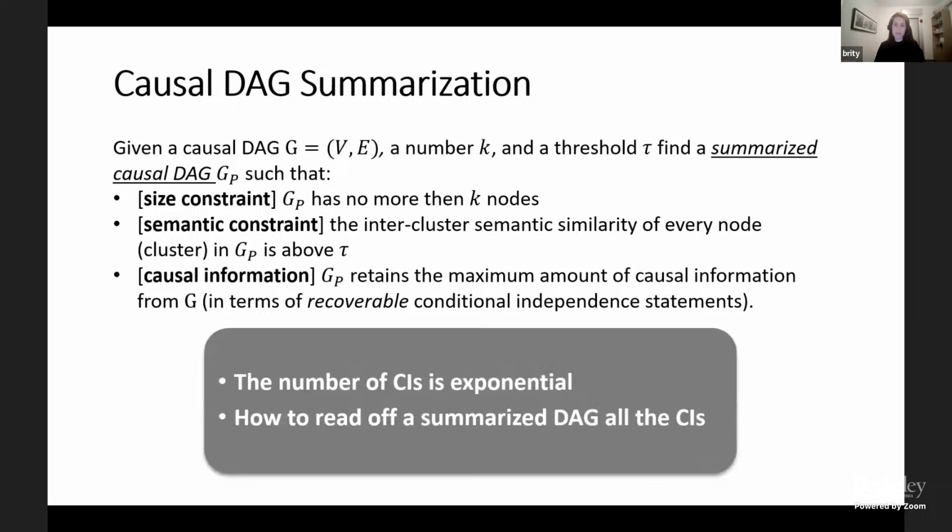And there is a lot of computational challenge in order to achieve this goal, because the number of such conditional independencies is exponential. So how can we even count it? And because we summarize the DAG, we need to define a new way to read off from the summarized DAG all the conditional independences it implies.